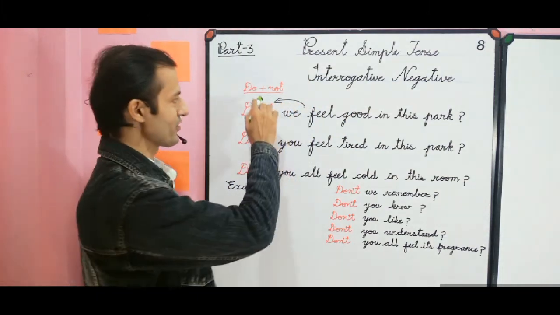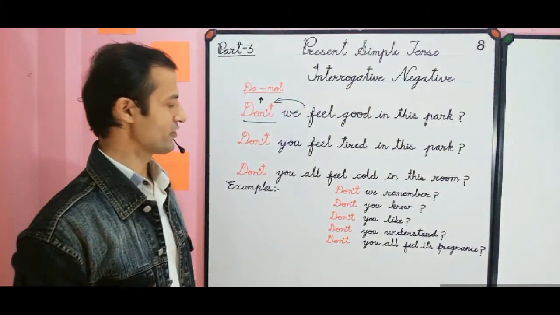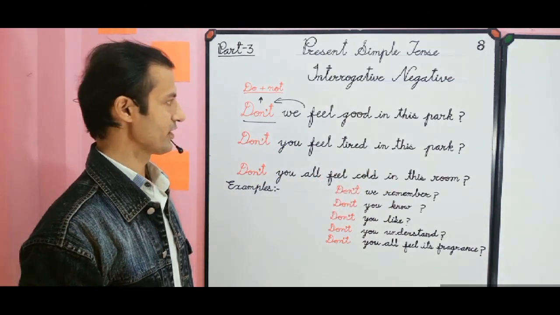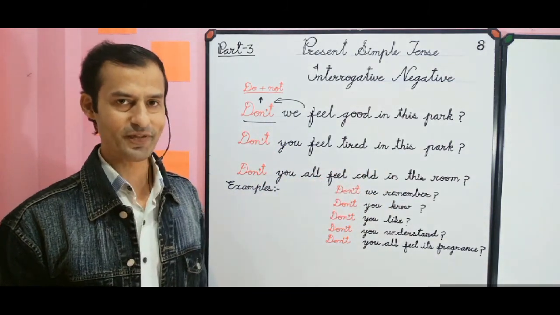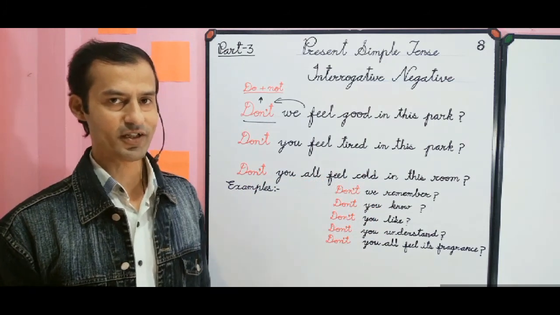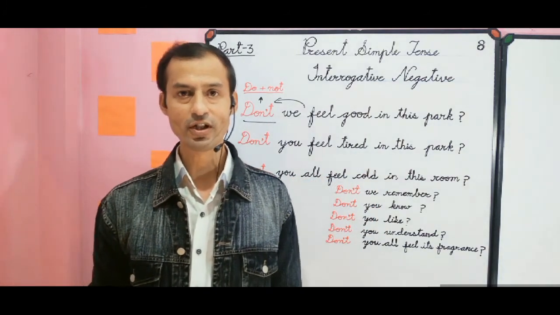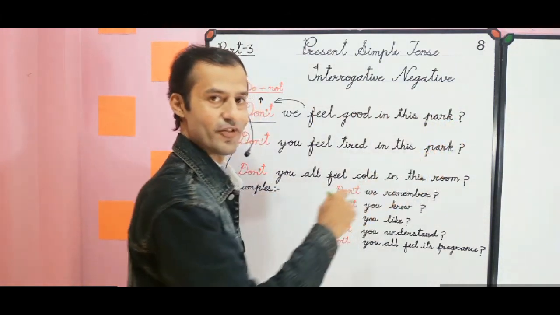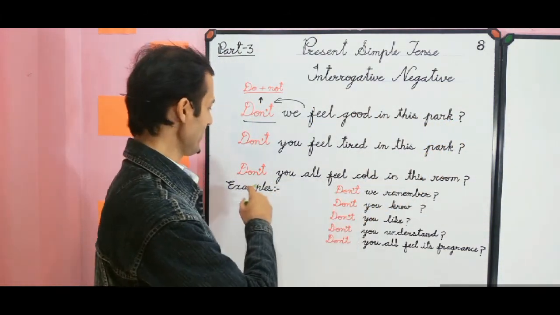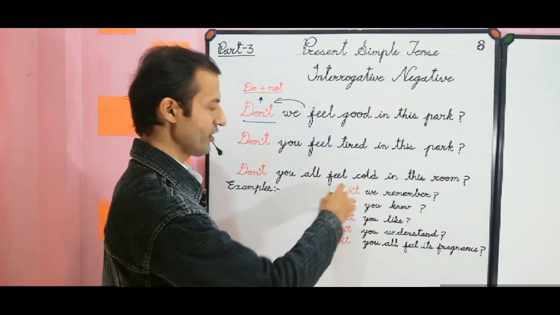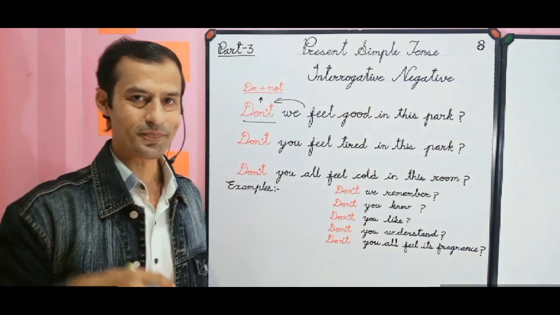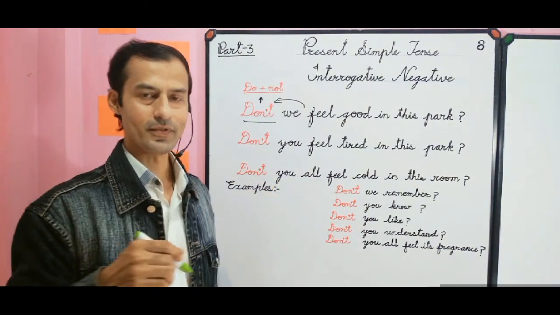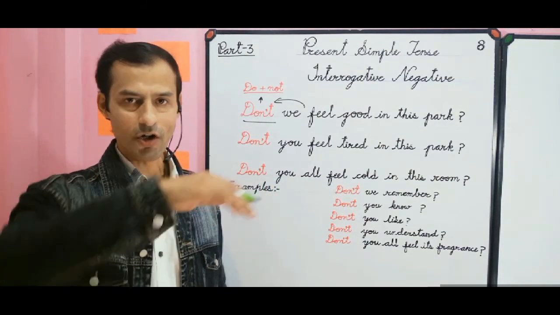Here is the second sentence: don't you feel tired in this park? So this is also an interrogative negative sentence. And remember that we always put the question mark in an interrogative sentence. It's very essential for you. And here we say, don't you all feel cold in this room? So you refers to all persons, all of you.